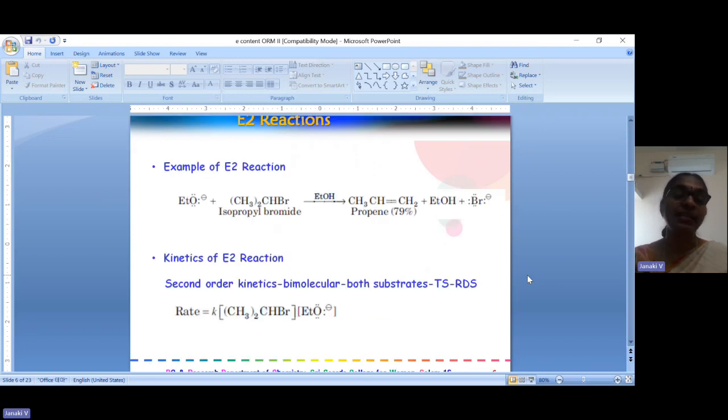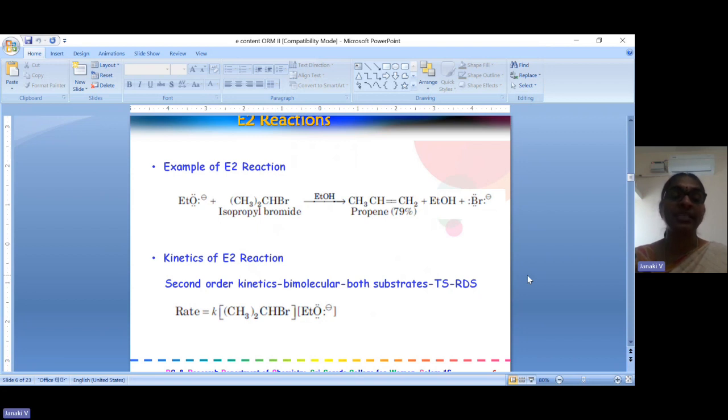So let us see the E2 reactions. E stands for elimination and the 2 stands for bimolecular. An example of the E2 reaction is isopropyl bromide on treatment with sodium ethoxide in the presence of ethanol, forming propene, of which 79% product is formed.